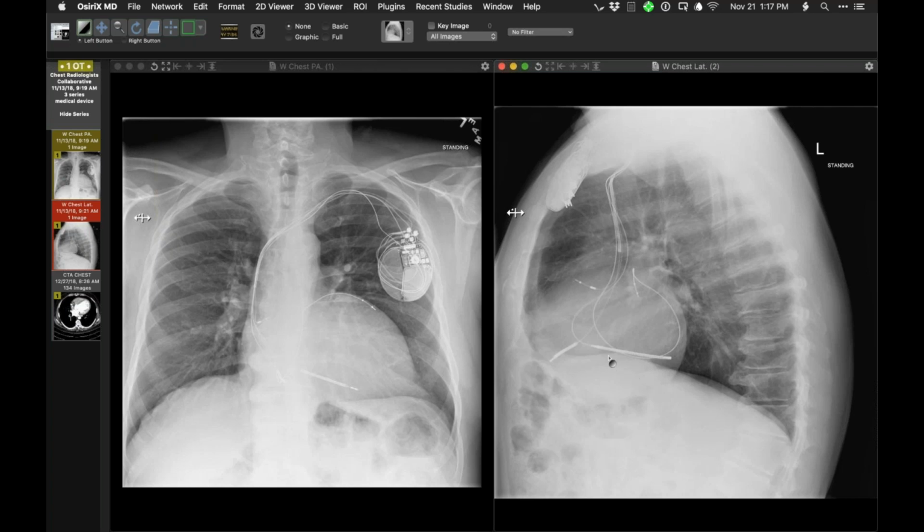So I think this is the first coronary sinus defibrillation lead that I've seen. I've seen one in the azygous vein.